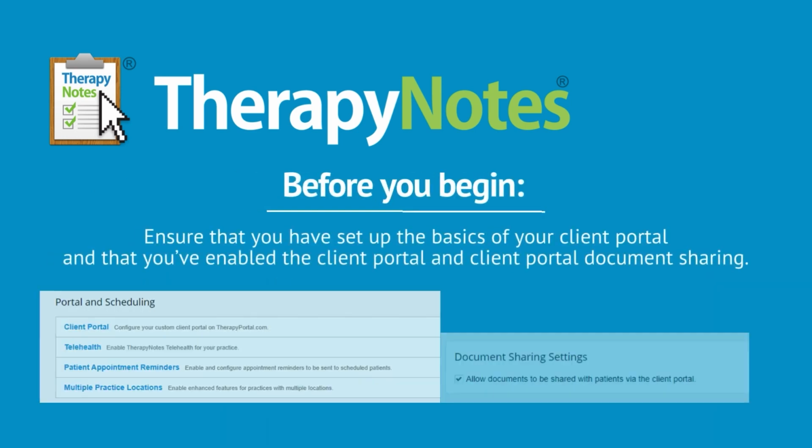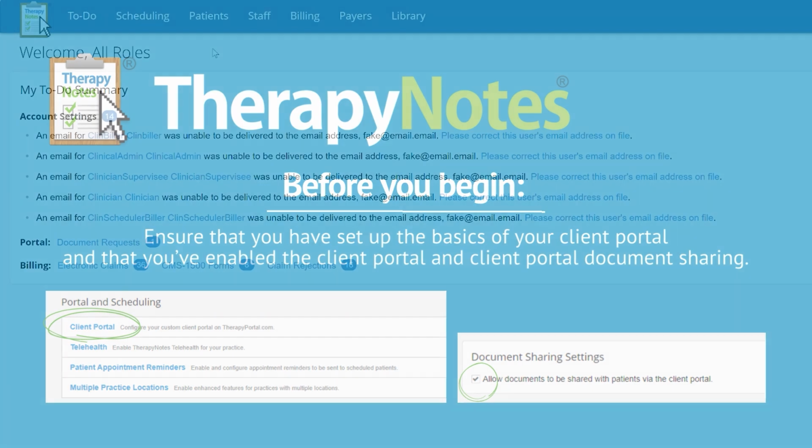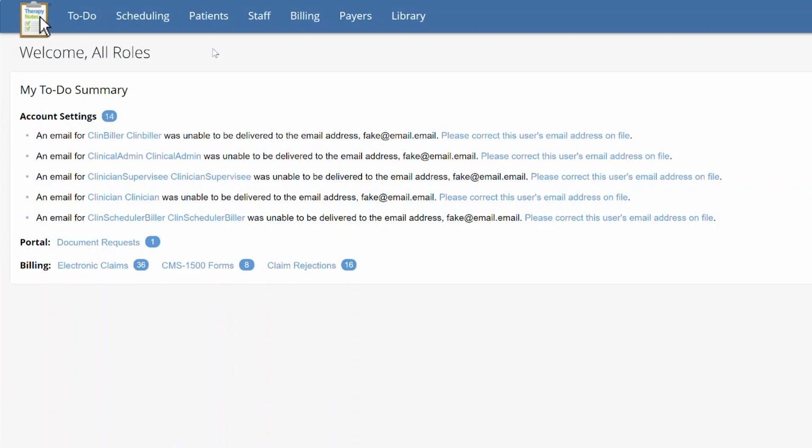Before starting this tutorial, make sure you've set up the basics of your TherapyNotes account and that you've enabled the Client Portal and Client Portal document sharing within the Settings section. There are two ways to send the CAGE-AID outcome measure to a client, either from the Outcome Measures tab in the library or from the Client's Portal tab.